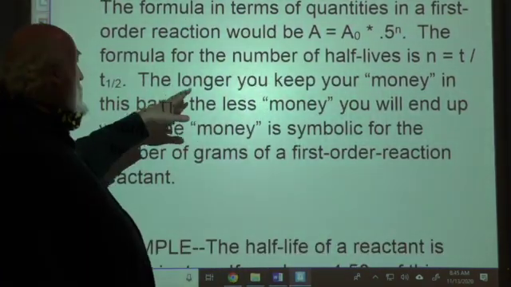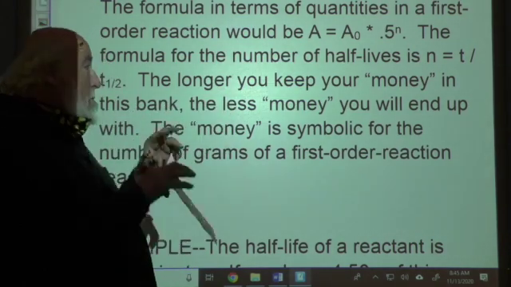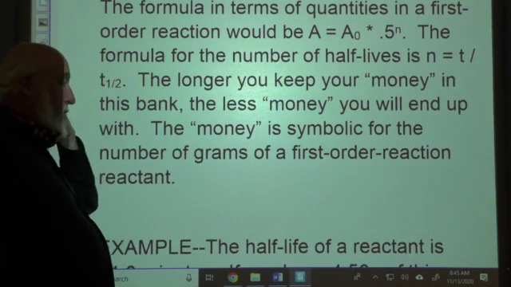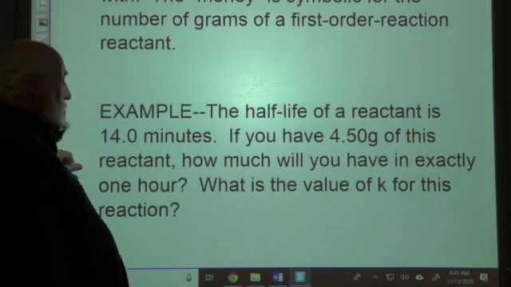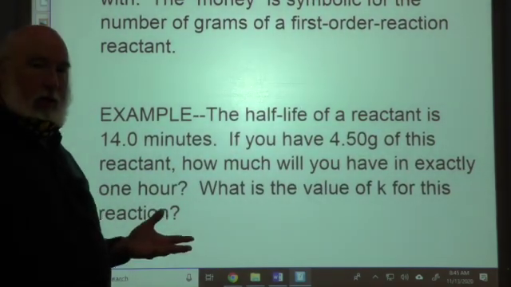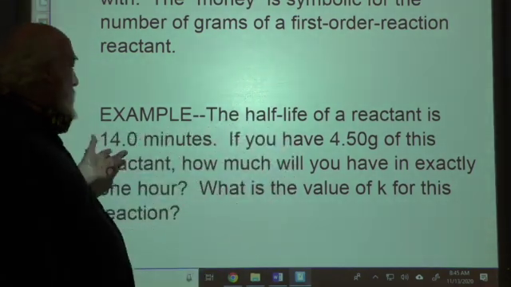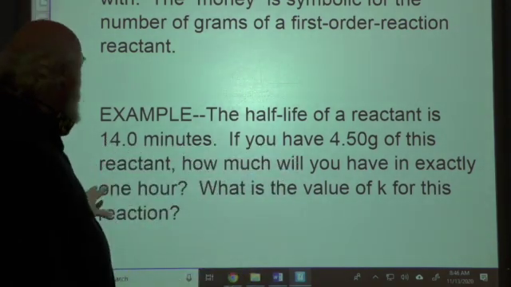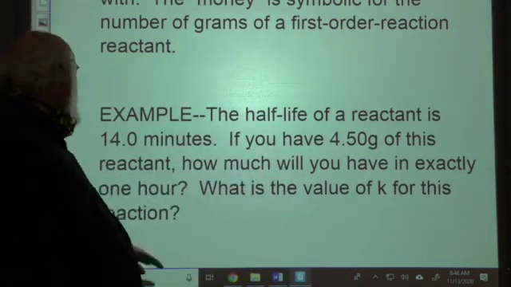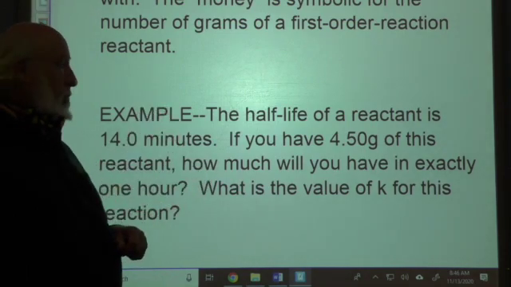So the longer you keep your money in this bank, the less money you will end up with. The money is symbolic for the number of grams of a first order reaction reactant. Okay? So let's take a look at some practice on this. The half-life of a reactant is 14.0 minutes. If you have 4.50 grams of this reactant, how much will you have in exactly 1 hour, and what is the value of k for this reaction? All right, so let's take a look at that.